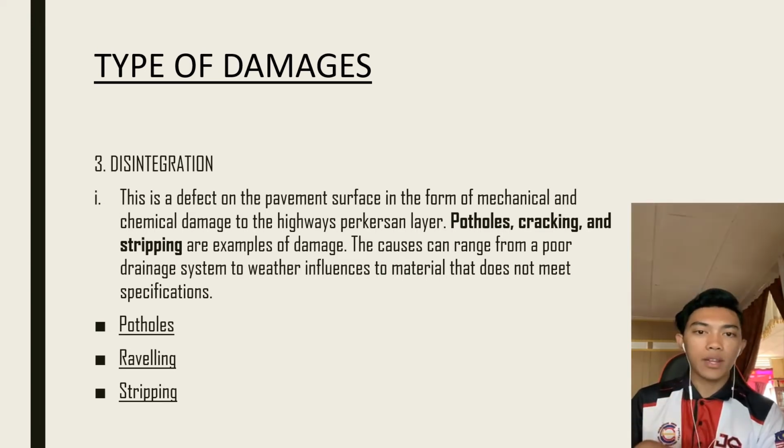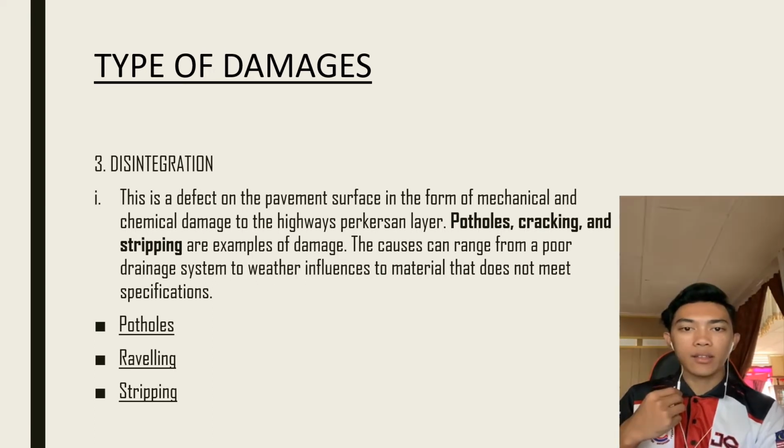Next is raveling. Raveling is the disintegration of an asphalt road surface. It is due to the dislodgement of the aggregate material, gravel, sand and crushed stone. It reduces skid resistance, hence the road surface, and exposes the layers underneath to future deterioration.